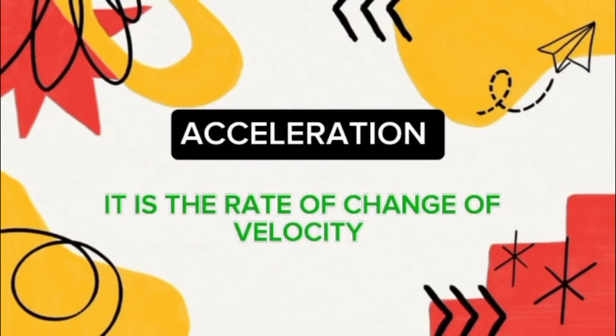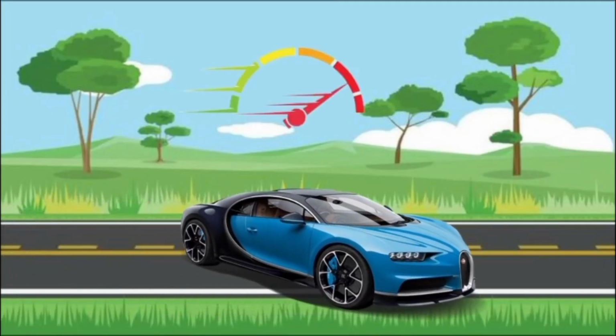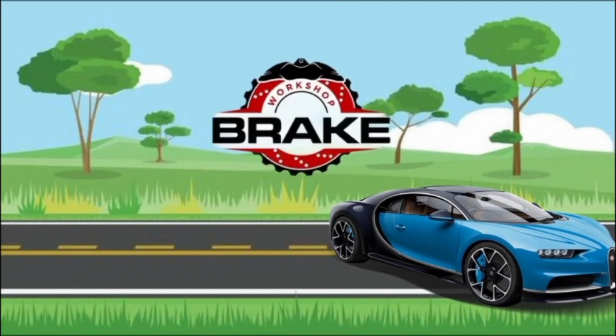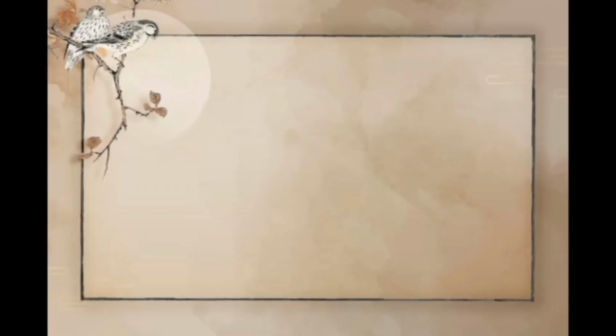Now, let us understand acceleration. Acceleration is the rate of change of velocity. When the speed of a car increases, acceleration is positive. When brakes are applied, acceleration becomes negative, also called retardation.